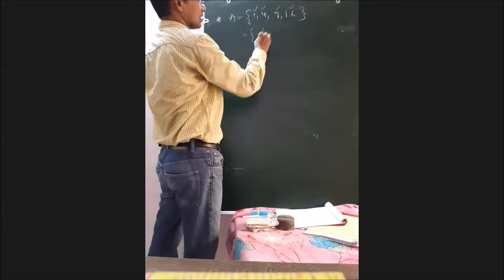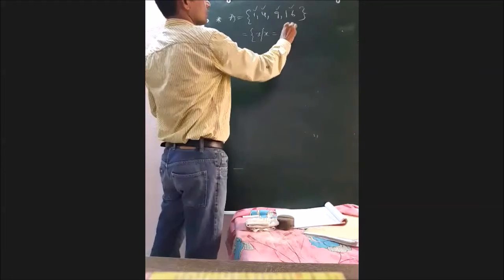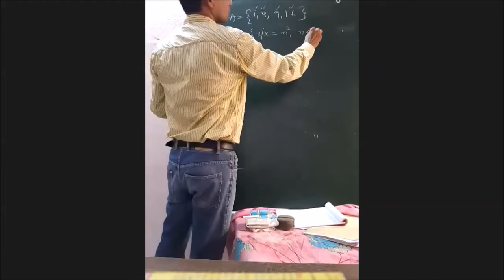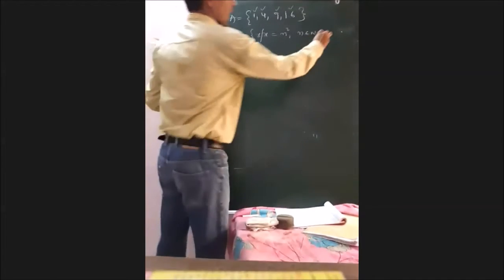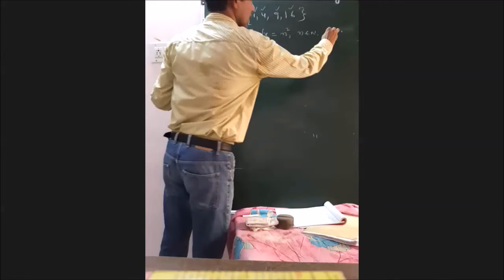Or I can write x such that x is n square, where n belongs to natural numbers and n is less than or equal to 4. This is one kind of definition. So this is the same set. This is called roster form. This is called set-builder form. If you define the nature of the elements in the set, that is called set-builder form. Please do remember. If you are aware of conversion from set-builder to roster and roster to set-builder, that will be very fast.